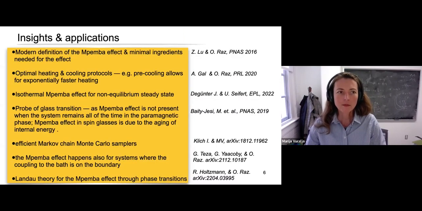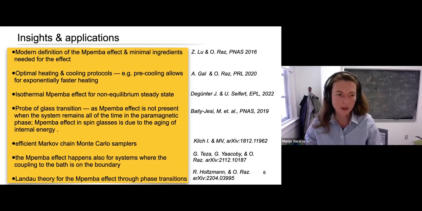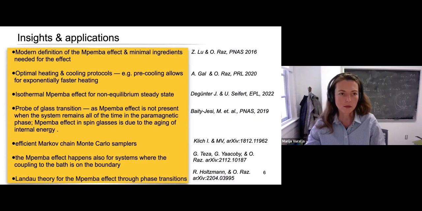So there are many reasons besides understanding this that one might think about. Some are less physical, others more. So we are always in search of optimal cooling and heating protocols. We are also always in search of something that we can say about out of equilibrium systems. And we are also in search of maybe efficient ways of sampling the phase space.